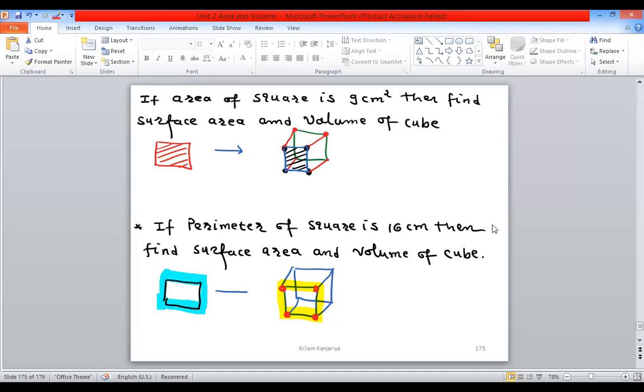Okay, so many students give the answer. Surface area is 4, 6. No, not like this. Okay, I will solve it for you. Look here, students.